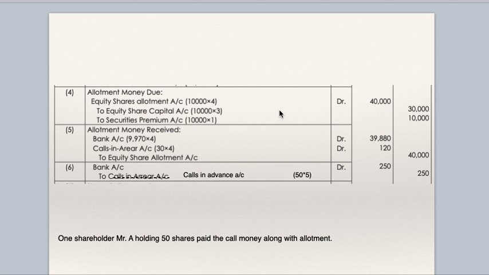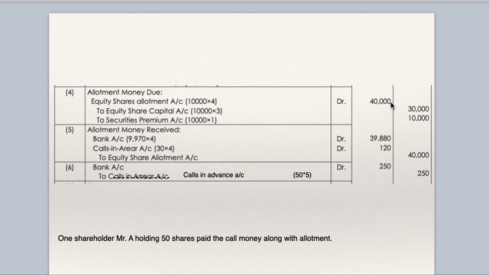Next is allotment money due. Equity share allotment account debit 10,000 into 4. Allotment has 1 rupee balance premium. So transferred to capital would be 3 and to securities premium would be 1. To equity share capital account 10,000 into 3, 30,000. To securities premium account 10,000 into 1, 10,000. This is allotment money due.